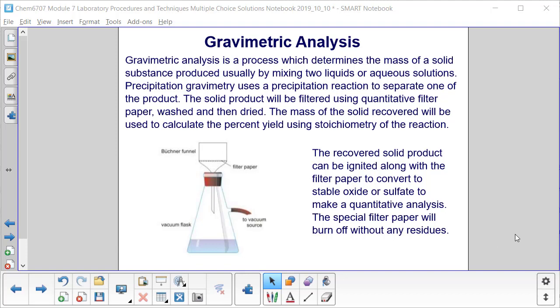The special filter paper will burn off without any residues. So this is why you want to use an actual filter paper and not just a coffee filter, in order to get rid of any excess and do some very quantitative stoichiometric calculations with the precipitate that you produce.